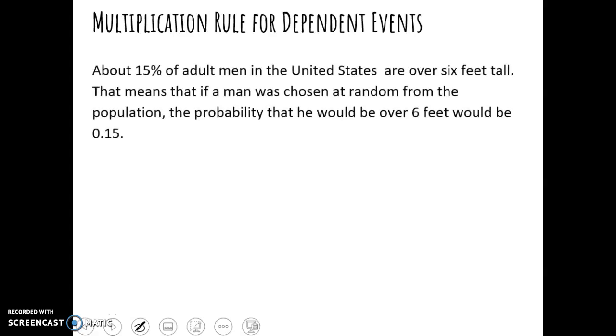This video is probability, the multiplication rule part 2. We're picking up with the multiplication rule for dependent events. So let's look at this scenario.